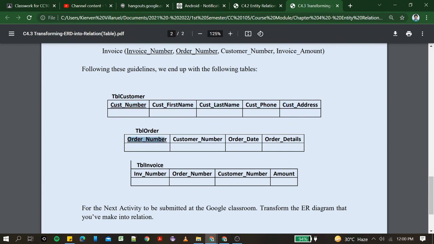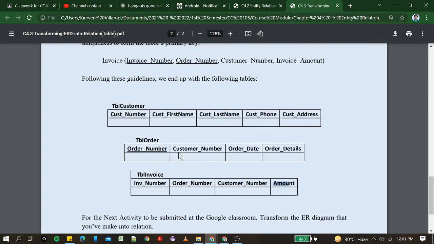Then, sa table order, primary key here. Then, the foreign key here. And the attributes. We have here the table invoice. Bakit nawala yung underline nito? We have the primary key na dapat naka-underline. The order number, which is a foreign key from the order table. Customer number from the customer table, and the amount. Okay? So, yun na po yung process.